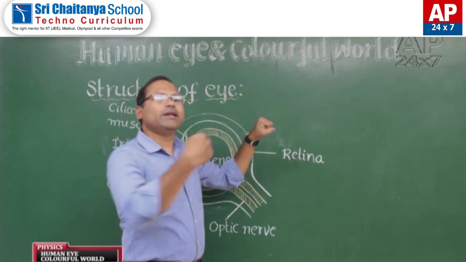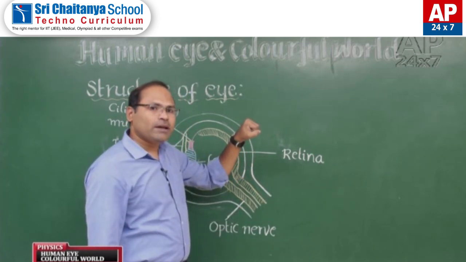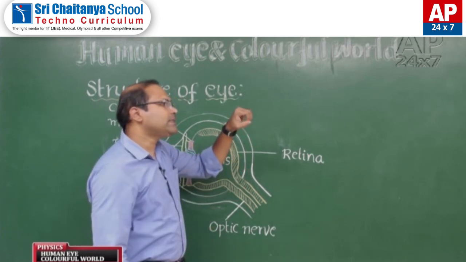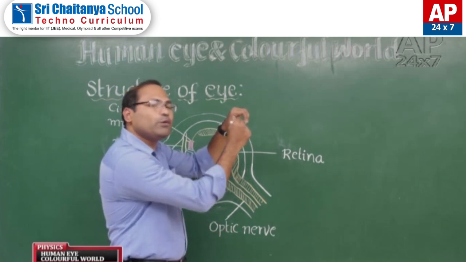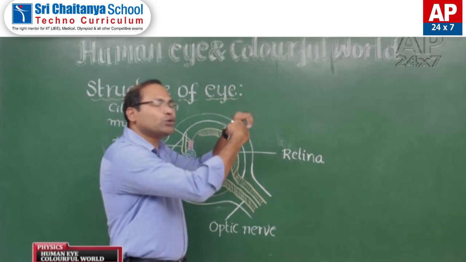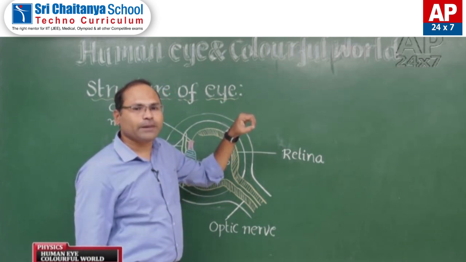And if you are in dim light condition, then to see objects clearly, the iris will increase its size. So, the size of the pupil would increase and more light from the objects will enter through the pupil, then you can see the objects clearly.